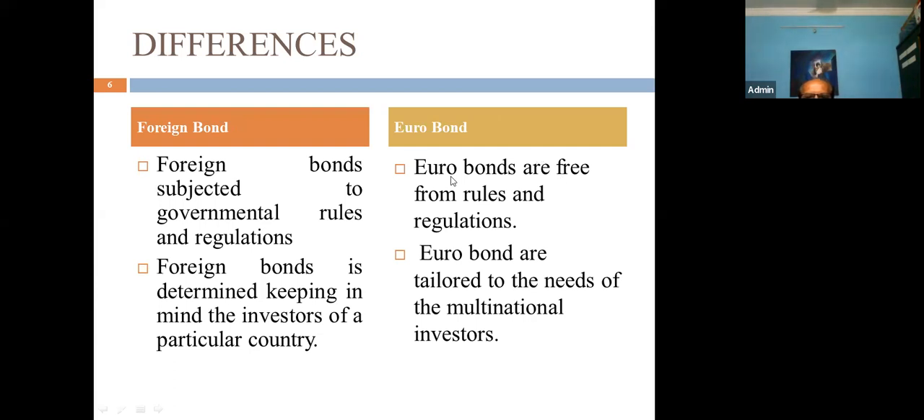Yes, let's continue our session. Foreign bond follows the governmental rules and regulation. Euro bond, there are no rules and regulation. They are free from rules and regulation. So this is a very unique feature which Euro bond has. They are away from all rules and regulation. Only company rules and regulation are applicable, not the country's rules and regulation.